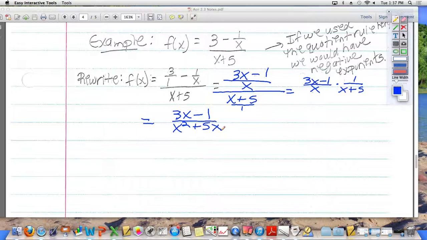3x minus 1 over x squared plus 5x. Is there anything I can help you with here? Anything I need to clear up? I don't get that. Which step? The last one on the right. The last one, this one over here.